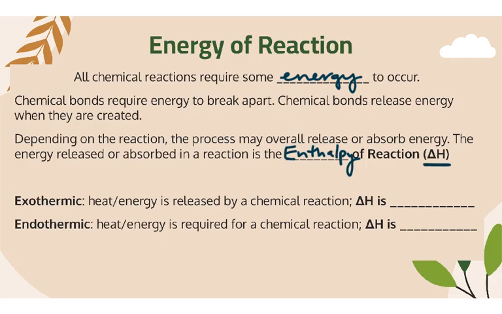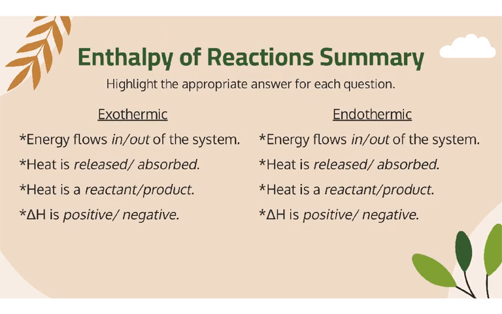So in an exothermic reaction, our heat or energy is released. So because that energy is released by our chemical reaction, our delta H is going to be a negative number. In an endothermic reaction, because heat or energy is required for that chemical reaction to occur, our delta H is going to be a positive number. And we will look at how we are calculating those later. That's not what we're worried about today. So this is just a nice summary for us to go through and put all of that information together. So enthalpy of reaction summary.